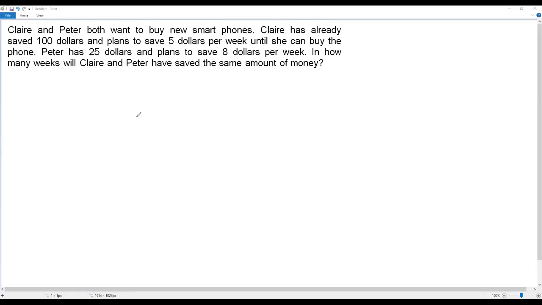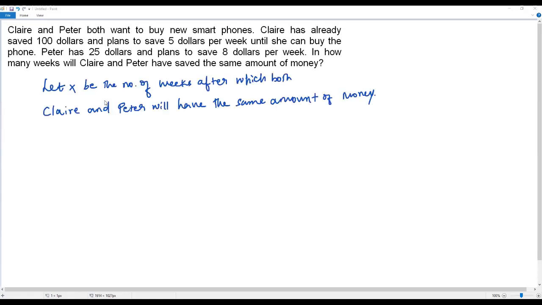Okay, so we have to find the number of weeks after which both Claire and Peter have the same amount of money. Now let me assume x as the number of weeks after which both of them have the same amount of money. Let me write it over here. Let x be the number of weeks after which both Claire and Peter will have the same amount of money. So we have to find the value of x, which represents the number of weeks required.